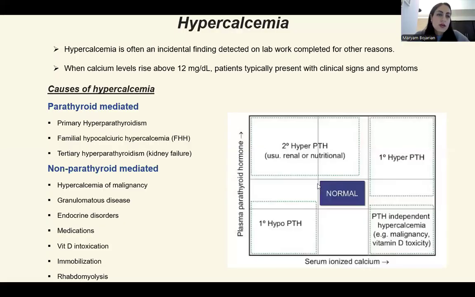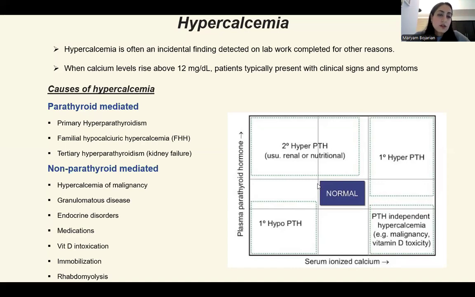Regarding the causes of hypercalcemia, we can have two different categories. The first one is parathyroid mediated. In this group, we have three differential diagnoses. The most common one is primary hyperparathyroidism. The second one is familial hypocalciuric hypercalcemia. And the third one is tertiary hyperparathyroidism, in the setting of chronic kidney disease.